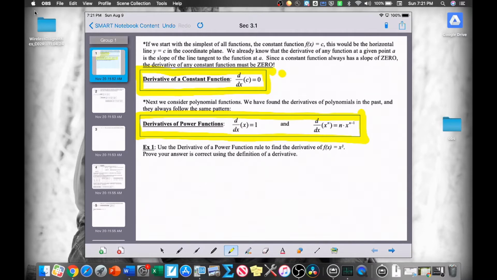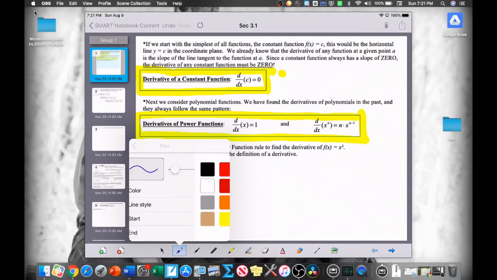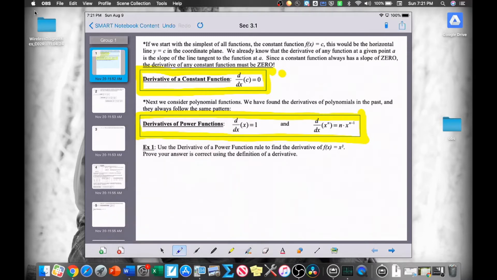I think this will make more sense if we look at a concrete example where we're actually dealing with some real polynomial terms. Example 1 says, use the derivative of a power function rule to find the derivative of f of x equals x cubed. Prove your answer is correct using the definition of a derivative.